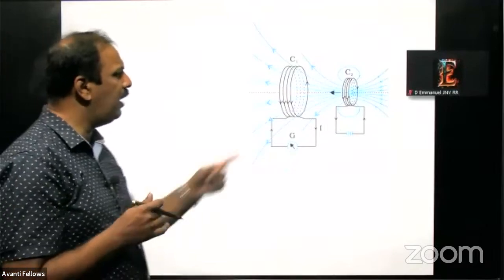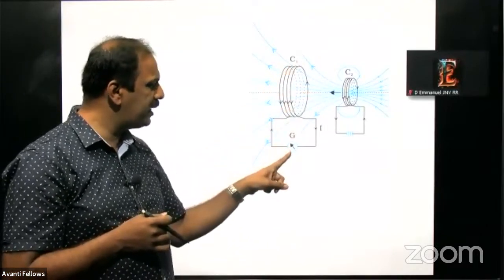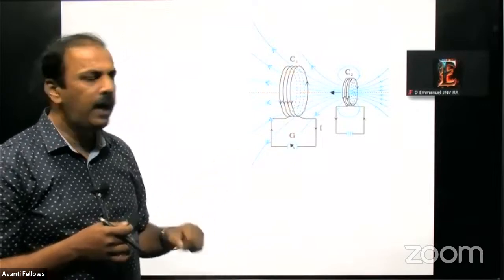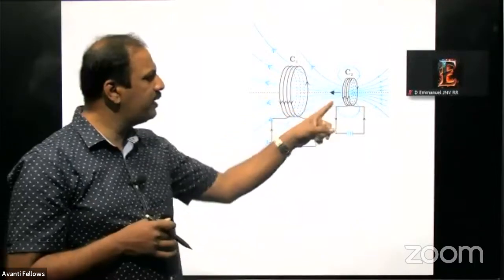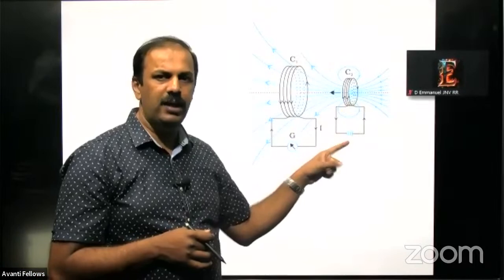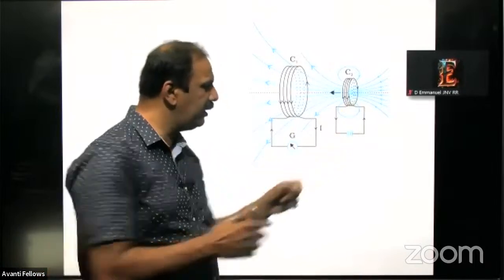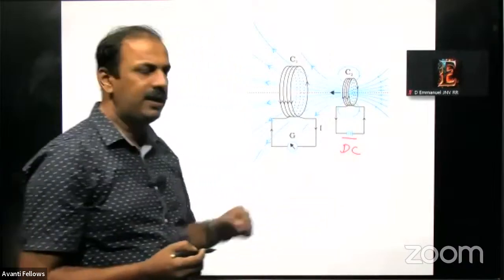So here you see we have two coils. We have one coil here, which is attached to a galvanometer. And we have another coil here. This coil is kept a little bit away. And here we have connected a battery. Very important, what we connected here is a DC source. It is not AC. It's a DC source.